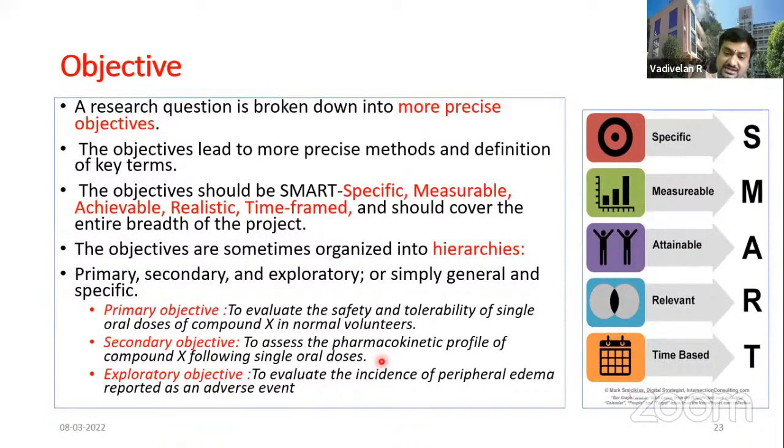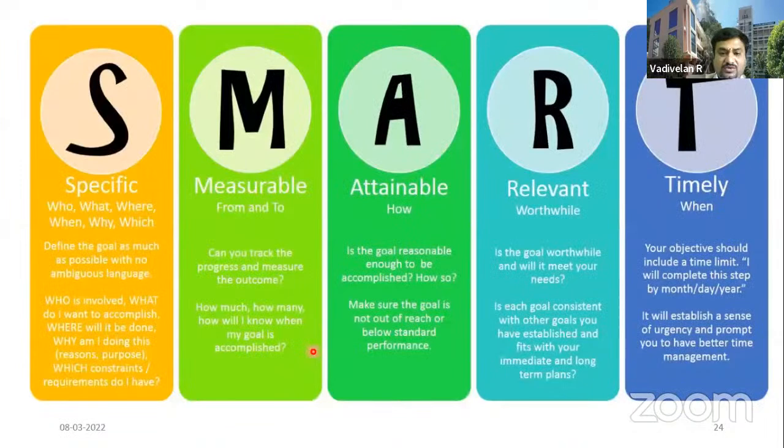And sometimes the exploratory objective: what is the incidence of peripheral edema reported as an adverse effect? So it is based upon the grant. We may choose the SMART objectives. It is considered to be important. So what is the SMART objective?